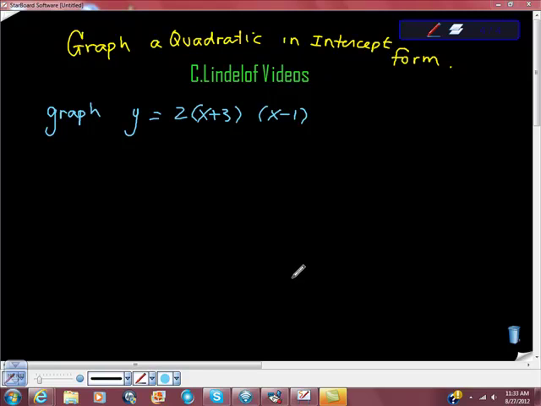Going to spend the next 3 minutes graphing a quadratic in intercept form. And here we have this quadratic that is in intercept form. It's pretty easy to do, I think. First thing we're going to do is solve for the intercept.